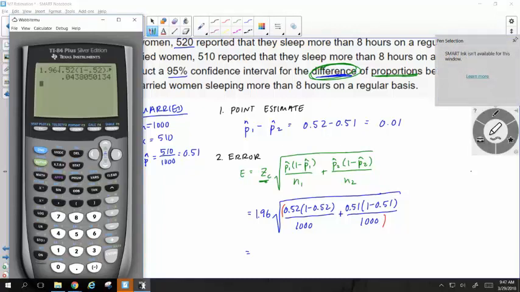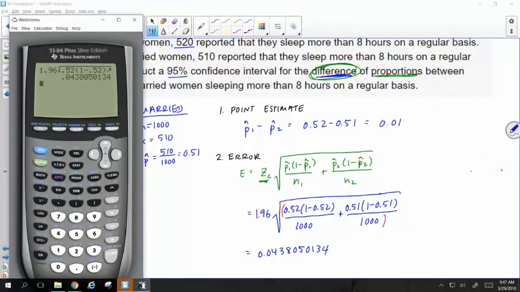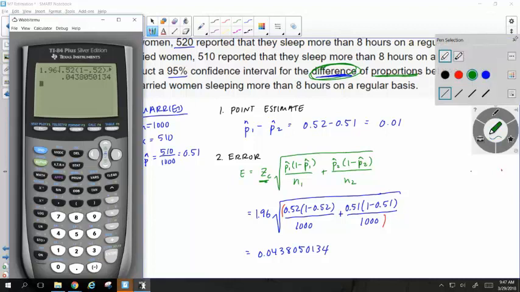So the margin of error that I get is 0.0438050134. WeBWorK asks for 4 decimal places, but don't stop there to make your limits. Remember, just enter this to 4 decimal places, but keep them around to make the lower limit and the upper limit.